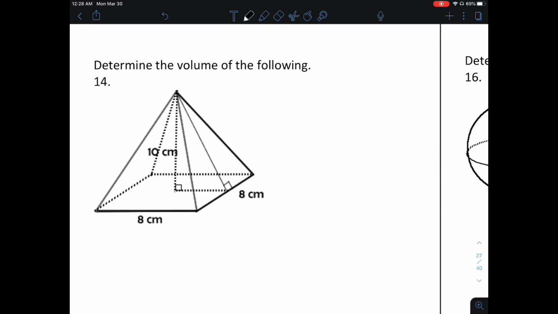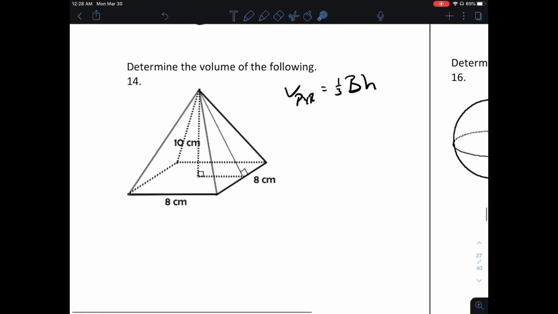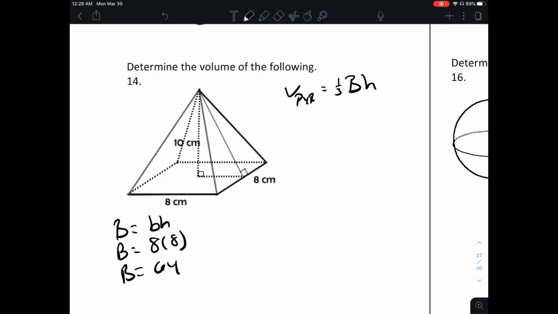Determine the volume of the following. Well, the volume of a pyramid, which is what this is, is 1/3 the area of the base times the height. Remember that the height is perpendicular to the base. So this base is a rectangle. Specifically, this base is a square. It's base times height. It's 8 times 8. It's 64.